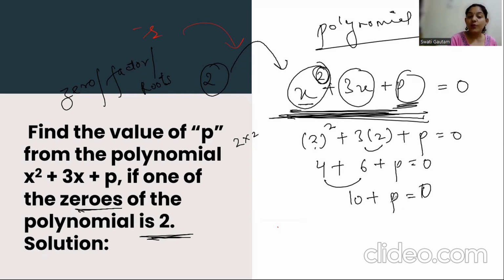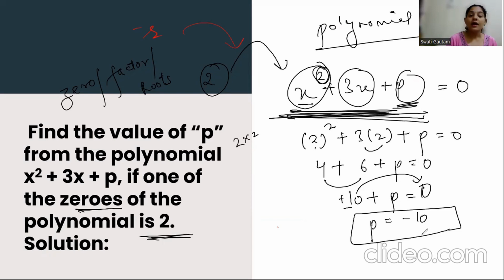Now, because we have to find out p, we have to leave p alone on the left hand side and take this 10 to the right hand side. When a number which has a positive sign changes its side, it becomes negative. So the value of p is minus 10. Okay, so I think the question is clear to you, and the topics of this polynomial chapter that I told you in the beginning, please understand them. And if you have any problem, then tell me in the comment box about the topics. Now let's move to the next question.